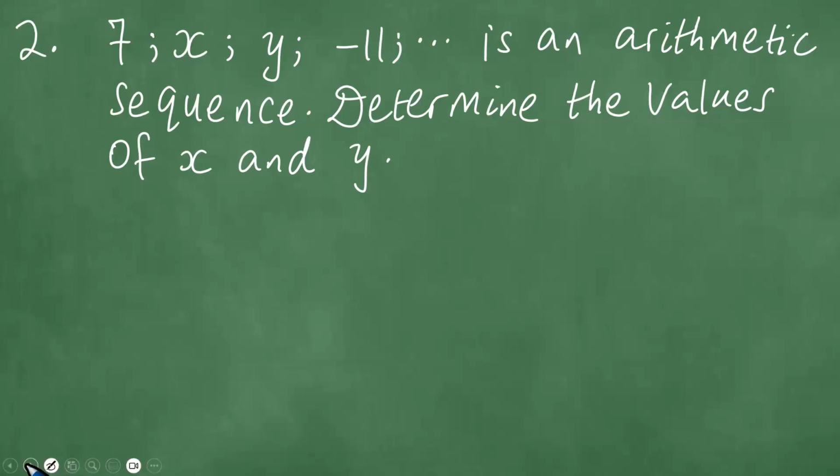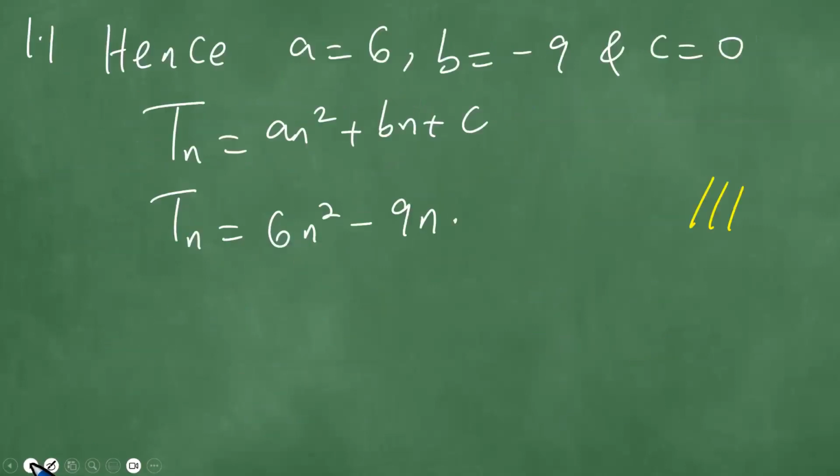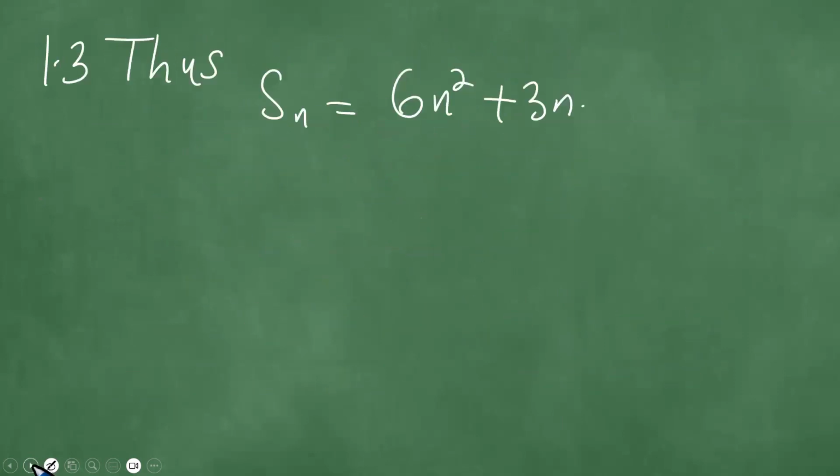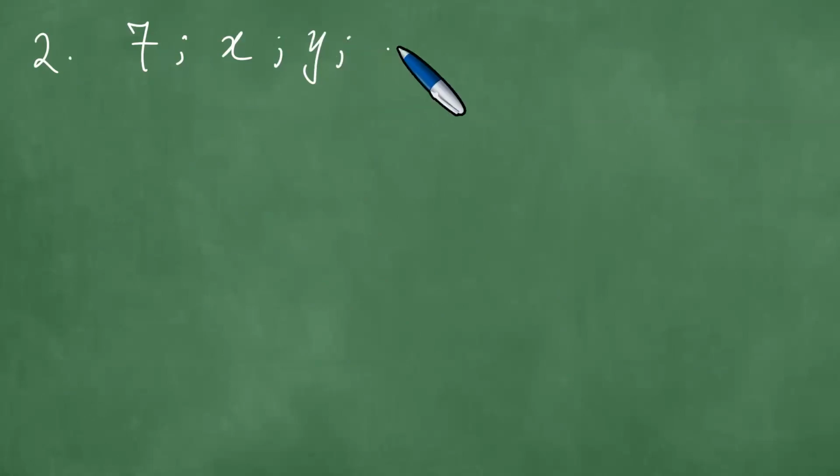Okay, now let's look at what we need to do here. Very easy question, number 2. Right, now question 2 is a very interesting one because the examiner here is giving us the sequence 7, x, y, minus 11, and so on. And they're saying we must get x and y. And they're telling us that this is an AP. So it is an arithmetic what? It is an arithmetic progression. Okay, if it is an arithmetic progression, we must find the values of x and y.